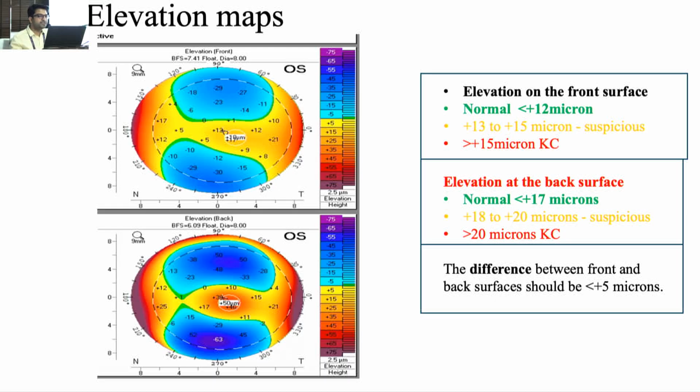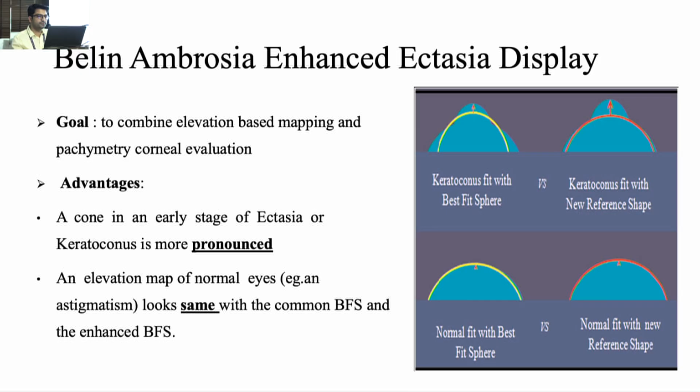And posterior elevation value, if it is more than 20, is suggestive of keratoconus, and less than 17 is normal, and 18 to 20 is a borderline case or suspicious case of keratoconus. Any difference between back and front surface with plus 5 micron also is suggestive.